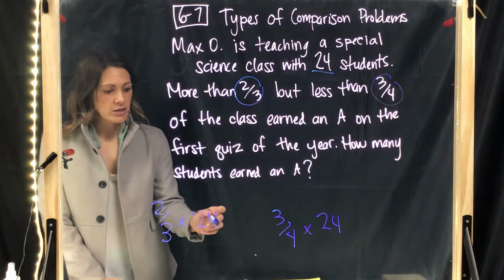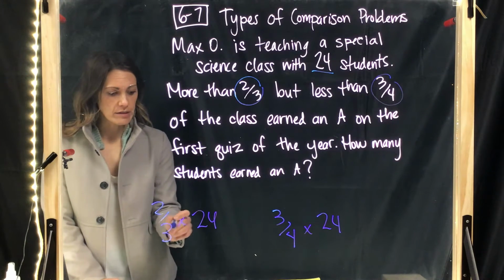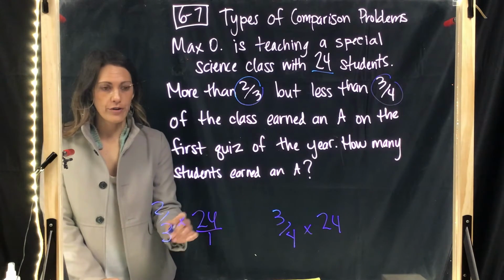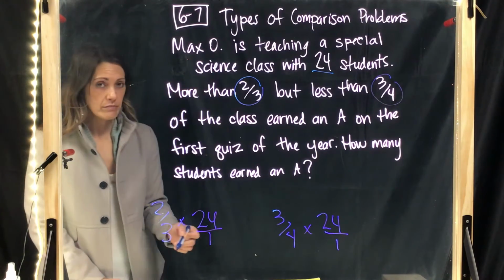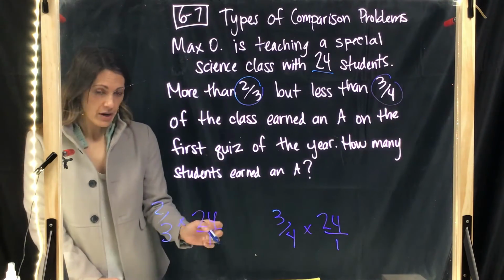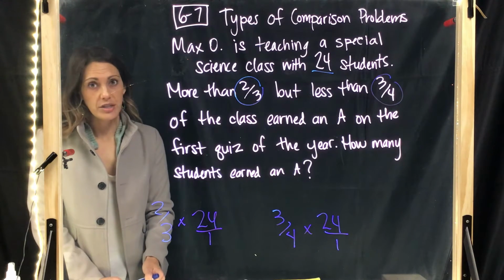So I know that "of" means multiply, which is why I made 2 multiply problems, and I know that when I multiply fractions, I have to have a numerator over denominator and a numerator over denominator, so I'm going to put those both over 1. I could multiply straight across. I could also cross cancel before I do that to make my multiplication easier.